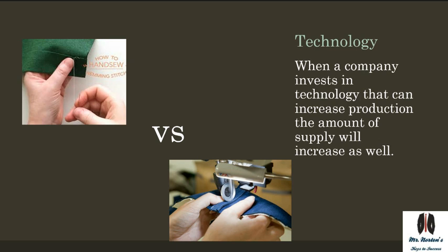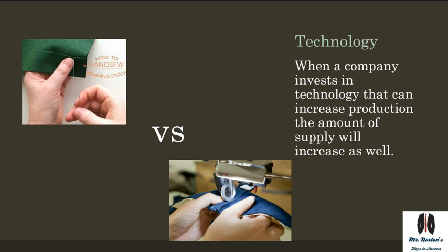But let's just say that we're trying to compare sewing things by hand to all of a sudden buying a sewing machine. I would be so much faster because the technology allows me to put more out with the sewing machine in this particular case. The amount of clothes that I can make, the supply of those, will also go up.